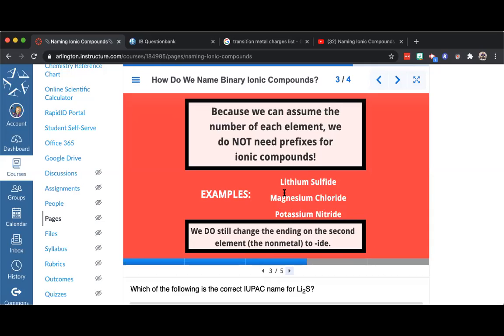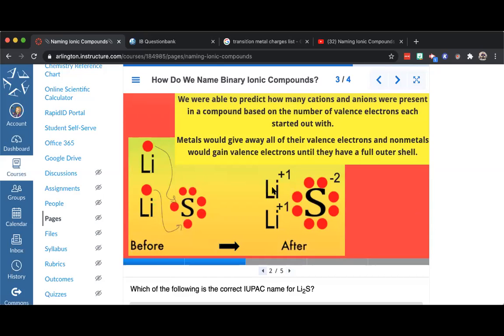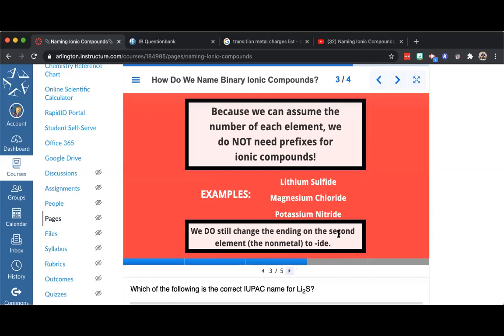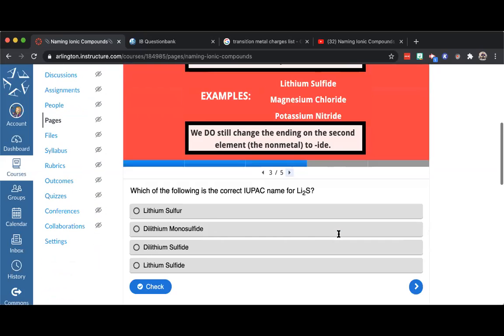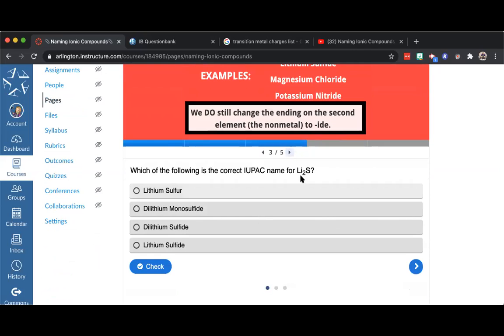You don't use prefixes. Like I didn't say dilithium sulfide. Like if I go back to this picture, I have 2 lithiums, okay? But I did not say dilithium sulfide, okay? Because I don't use prefixes if it's an ionic compound with a metal and non-metal. So this check for understanding question is checking to make sure you know this is an ionic compound, okay? Because some of you guys are not going to be paying attention and you're going to go, oh, it's dilithium sulfide because of this 2, because you're going to want to put prefixes on everything. So this is what happens when we start combining the 2 different types of names like this.